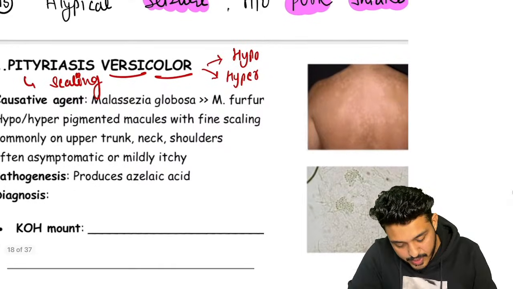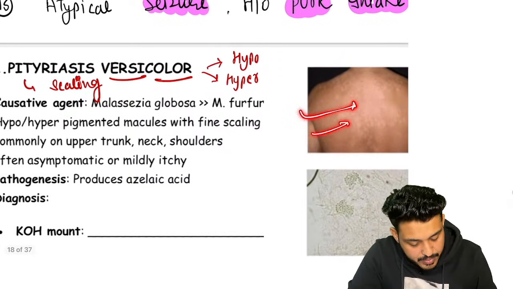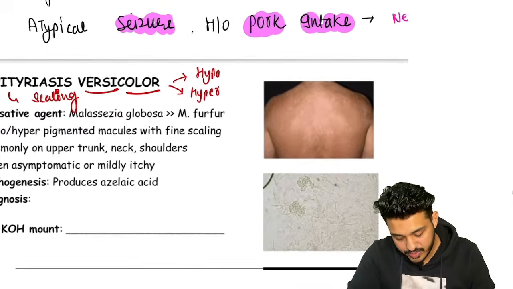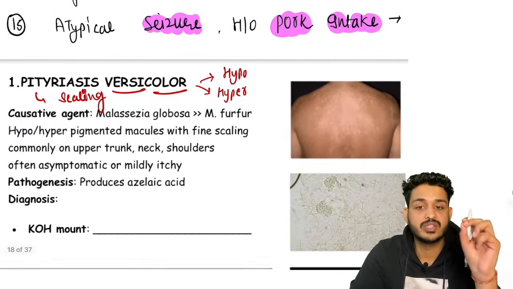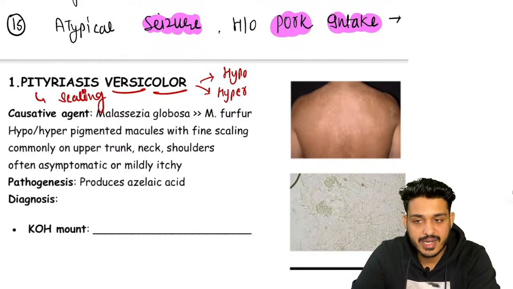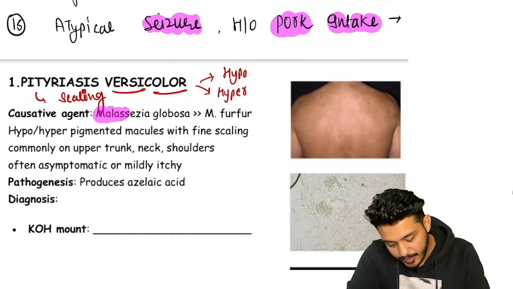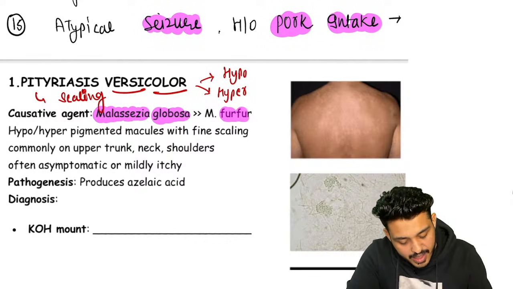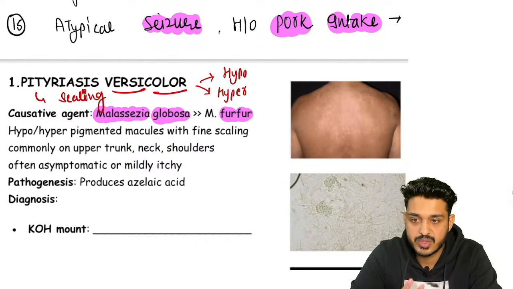This is going to be what? Pityriasis. Can you appreciate? Hypo and hyper pigmented color is going to be there, right? Another thing that you have to remember is the causative agent. They have asked the question, patient is having pityriasis versicolor, right? What is going to be the causative agent? Remember, in the options they have written Malassezia. So Malassezia can be of two types. Malassezia globosa can be there and furfur can also be there. That is what you have to remember.